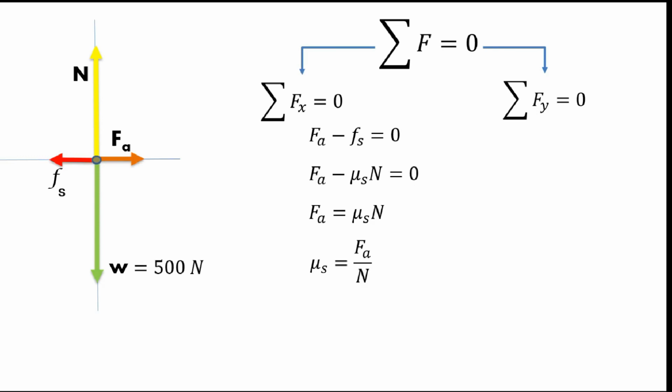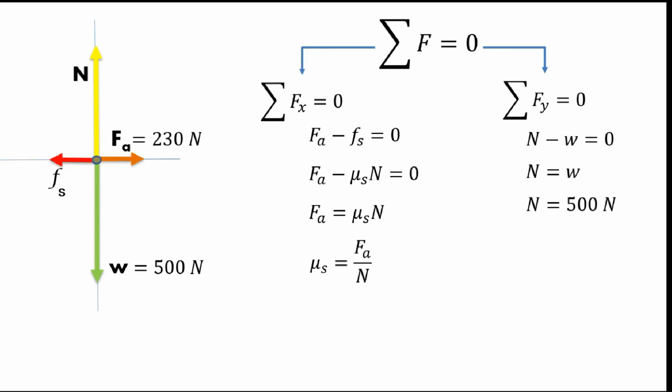Let's find the given. We know the weight, which is 500 Newton. We already know the applied force, which is 230 Newton. What is unknown is the normal force. But based on the diagram, we can say that the normal force is just equal to the weight. To prove that, we go to the forces along y. That is normal force, which is going up, which is positive, minus weight, which is going down. We derive this, so normal force is just equal to weight. Since weight is 500 Newton, the normal force is also 500 Newton.